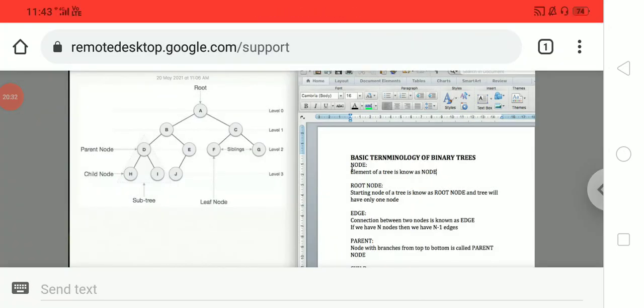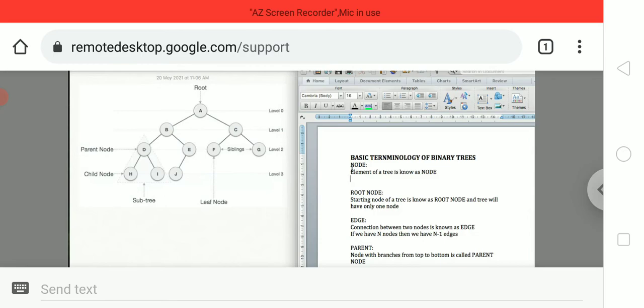So now let us see the examples. Node, we already discussed what is node, and when compared to this example, every element is a node. That means here A, B, C, D, E, F, G, H, I, J. So these are all called as nodes.